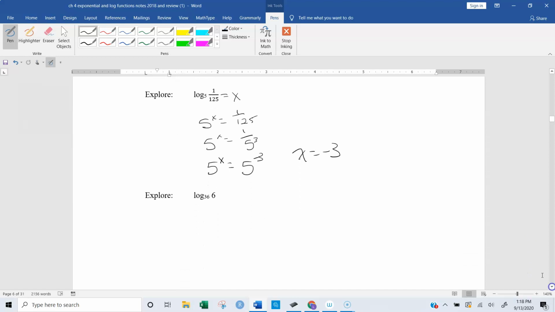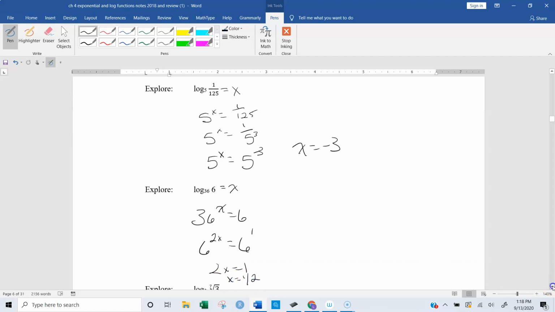Next one, a little bit different, not much. Set it equal to x again. You would have had 36 to the x power equals 6. I have to have like bases. We can get 36 to 6 squared of x equals 6, and that's actually to the first. Now your 2x equals 1, so x equals 1/2. Should have been your answer.